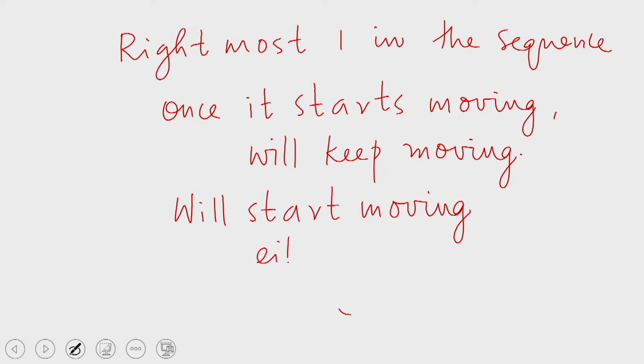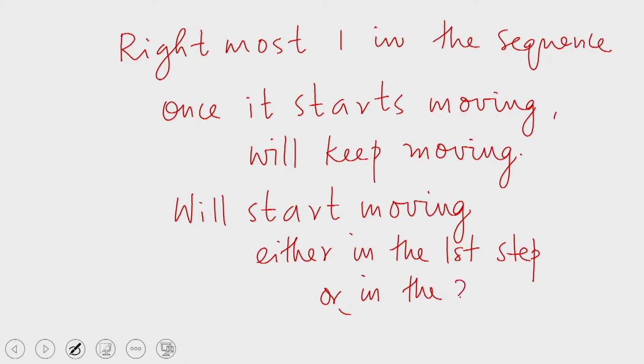So, what we find is that the rightmost one will start moving either in the first step or in the second step. That is, if the rightmost one fails to move in the first step, we know that it will certainly move in the second step. And once it starts moving, it will keep moving.